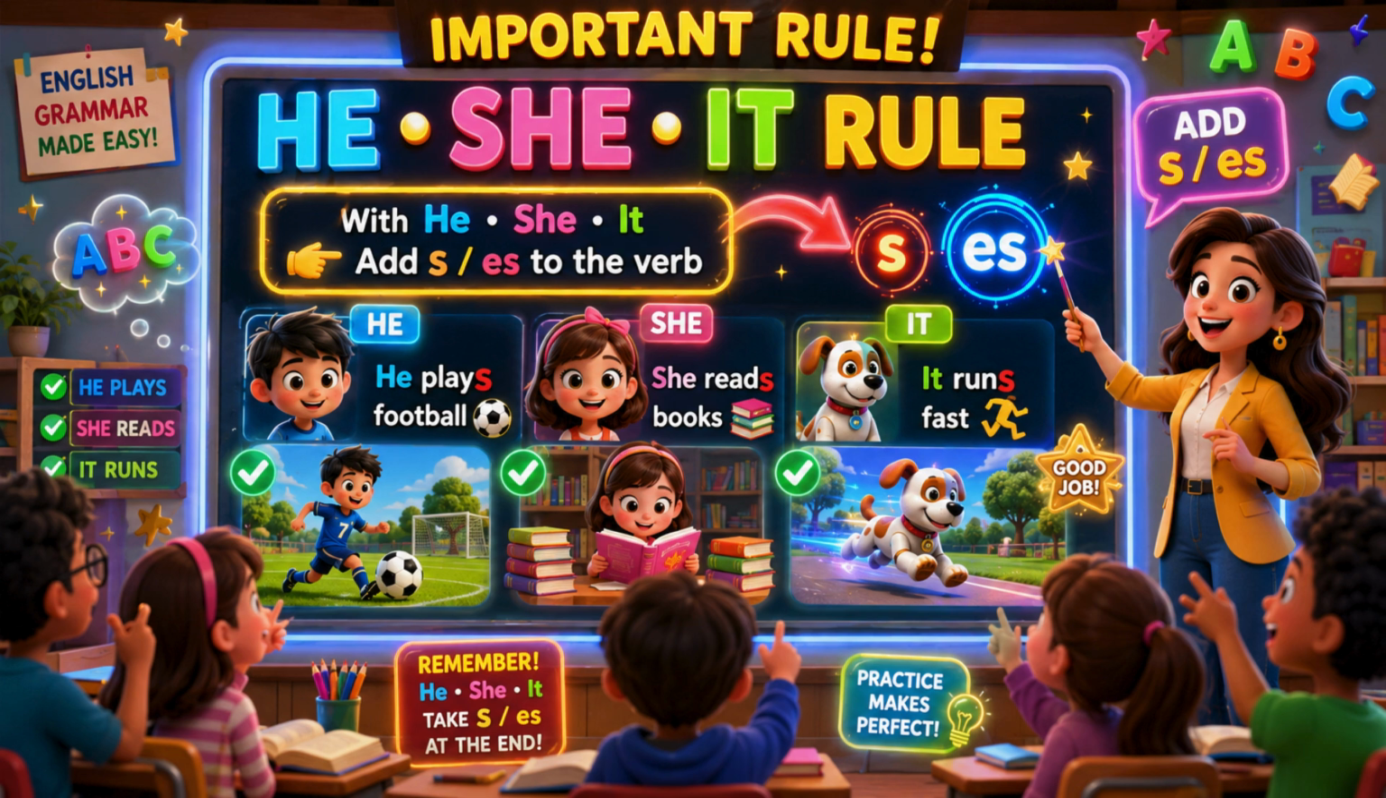So remember this easy grammar rule. I play, you play, we play, they play. But he plays, she plays, it plays. Just add s or es with he, she, and it. Easy and simple, right? Awesome, everyone.